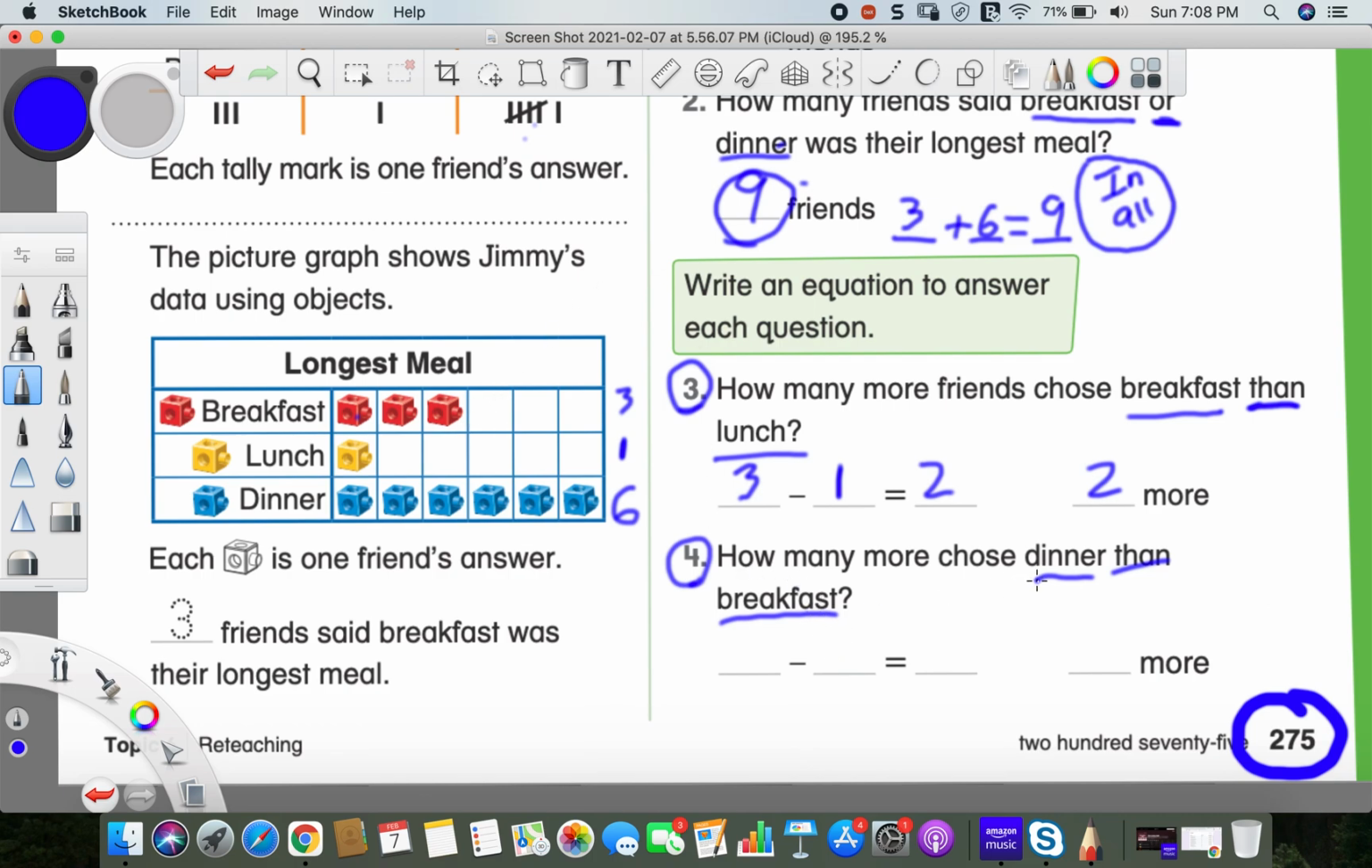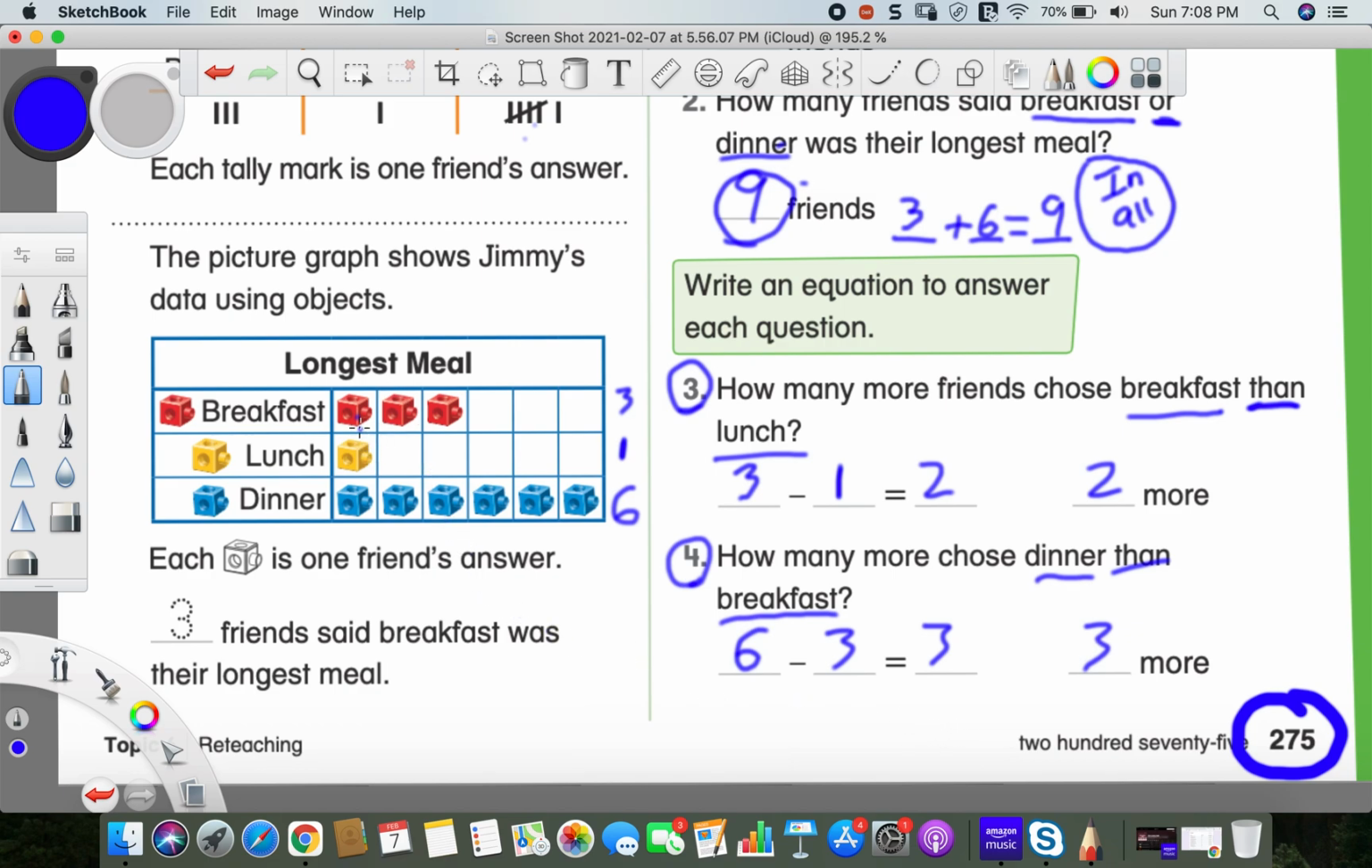Okay, so comparing dinner and breakfast, which number is the bigger one? 6 or 3? It is, of course, 6. And then next we would put the 3. 6 minus 3 is, of course, 3. So there are 3 more.